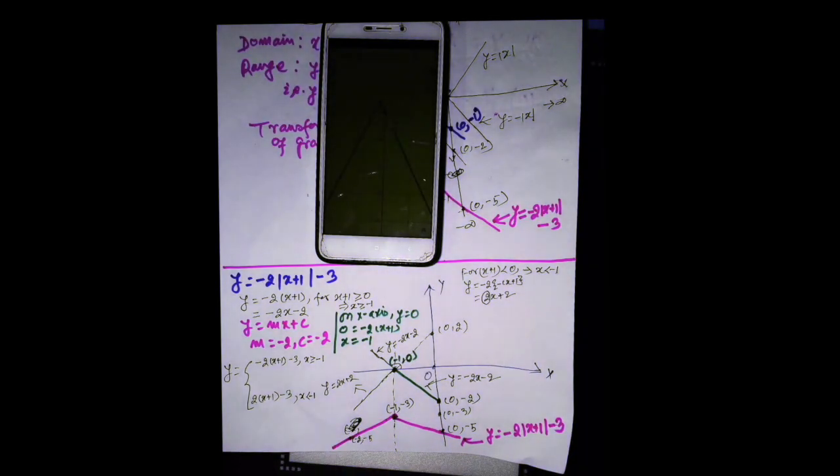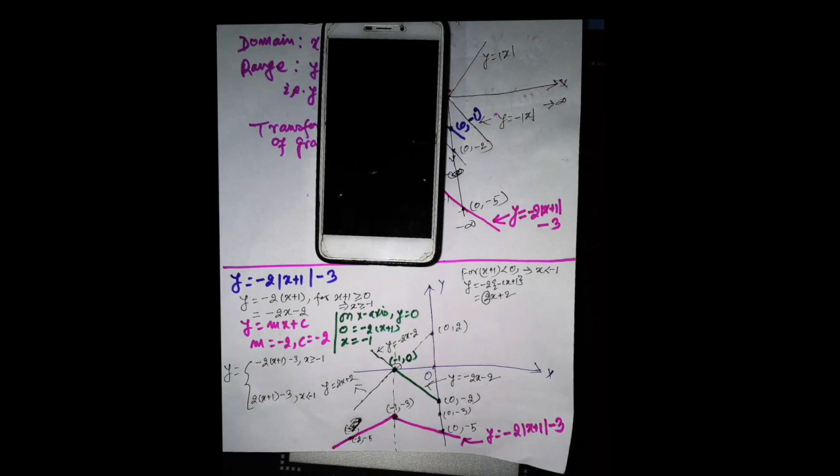But at this time the domain is not fixed here. The domain goes from negative infinity to positive infinity, so you can keep some extension in this line. In this way, you can check your graph by using any graphing software. So that's all for now.